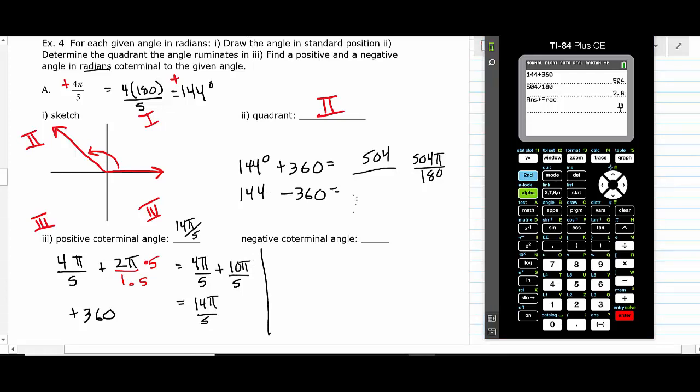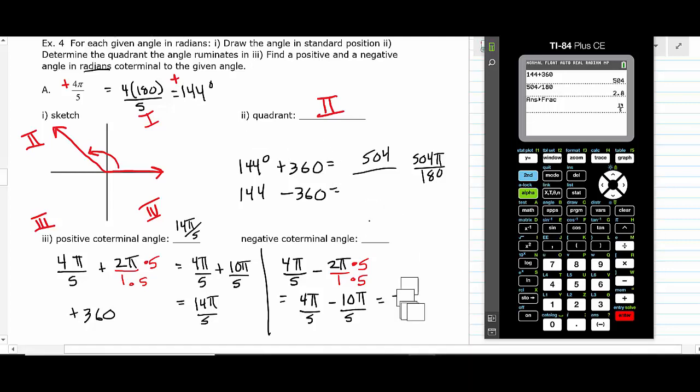All right, so we're going to find a negative coterminal angle. So start with what I gave you. Now we're just going to subtract 2 pi. So what I'll do is put this over 1. The common denominator again is 5, so I multiply by 5 over 5. That will give me 4 pi over 5 minus 10 pi over 5. So that's equal to negative 6 pi over 5.